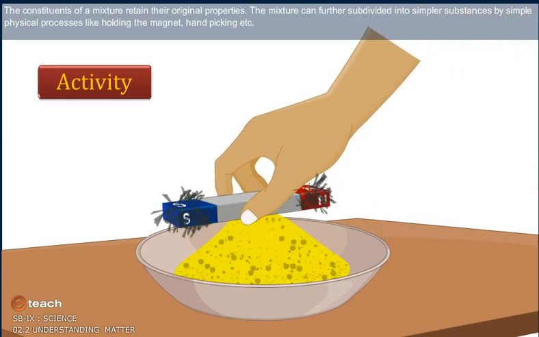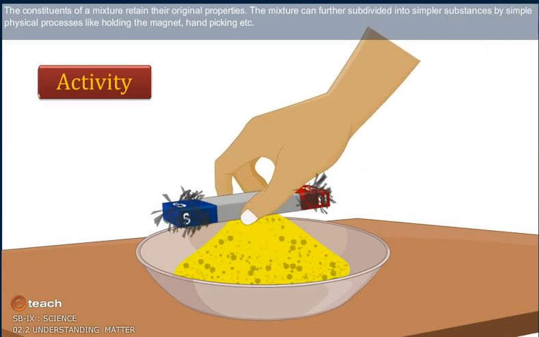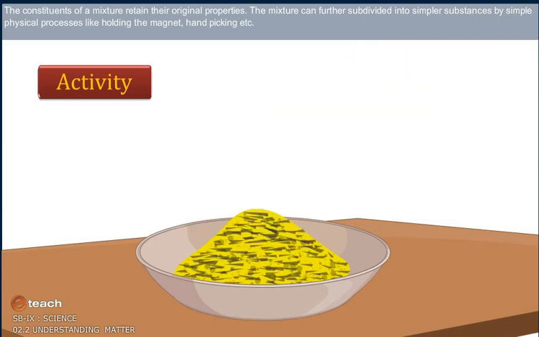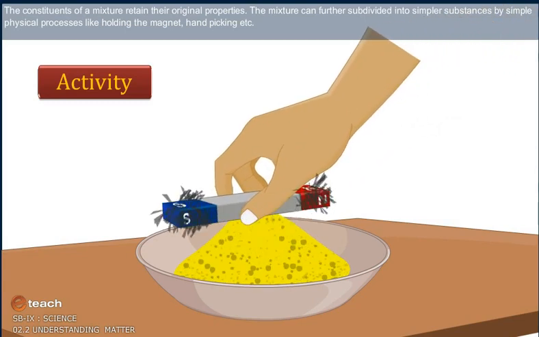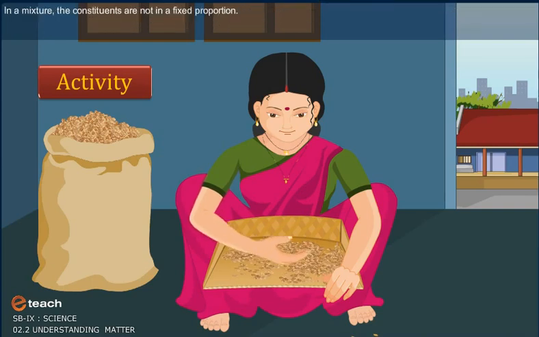The constituents of a mixture retain their original properties. The mixture can be further subdivided into similar substances by simple physical processes like holding a magnet, hand-picking, etc. In a mixture, the constituents are not in a fixed proportion.